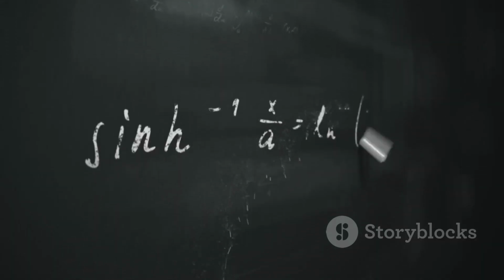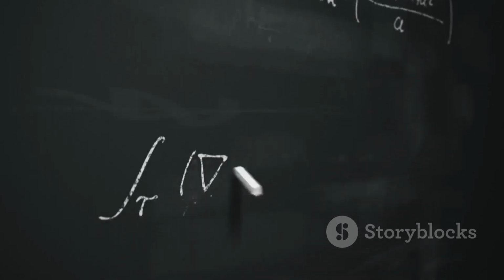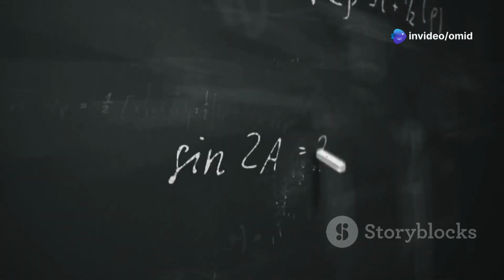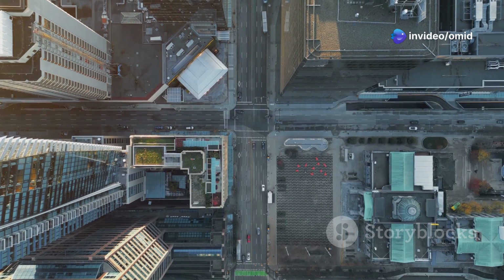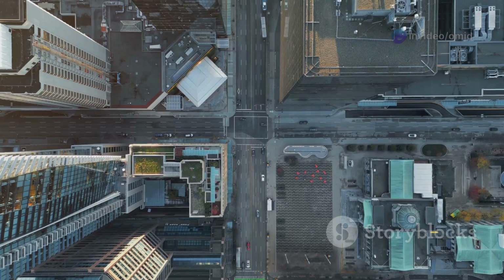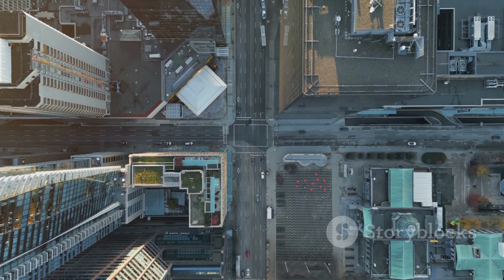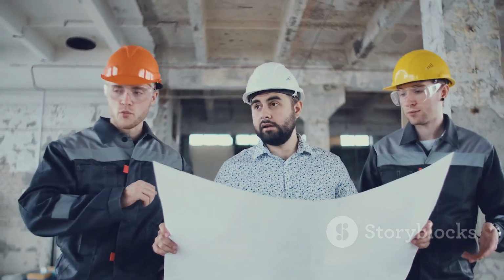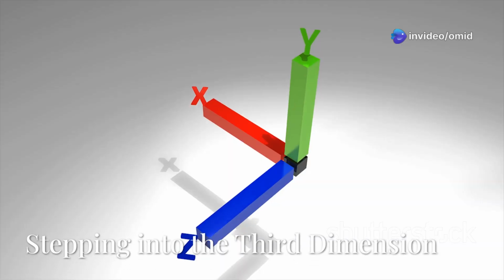We can write this mathematically as a squared plus b squared equals c squared, where c represents the hypotenuse and a and b represent the legs. This theorem is fundamental to understanding distances and relationships in two-dimensional space. It's used extensively in fields like construction, engineering, and even computer graphics.